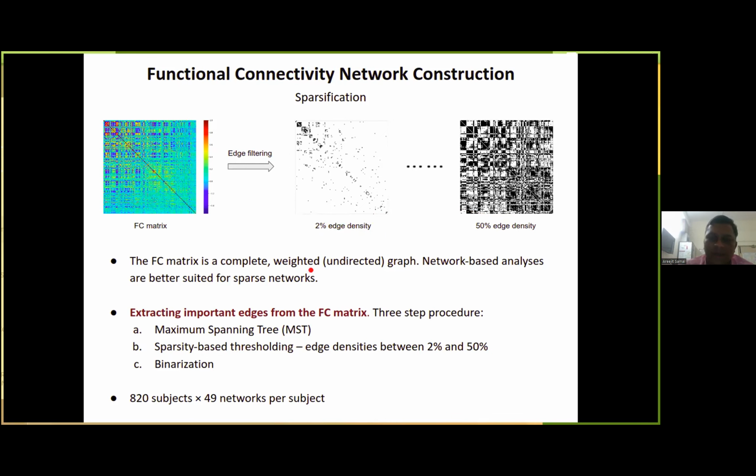Furthermore, to ensure that the graph is completely connected, we don't just take the sparsity-based thresholding that is based on this edge density, but also start from the correlation matrix and then use the sparsity-based thresholding. And thereafter, we do a binarization.